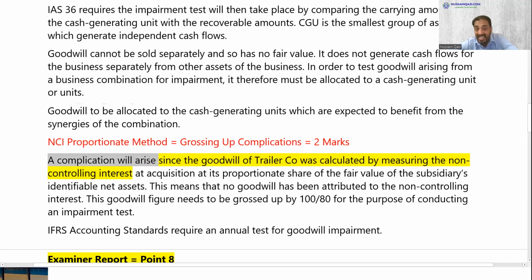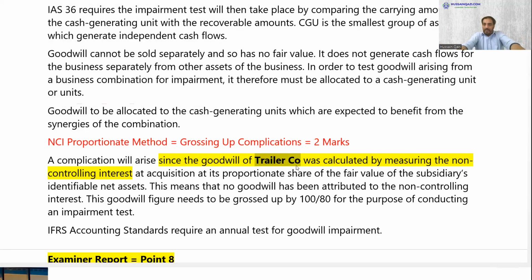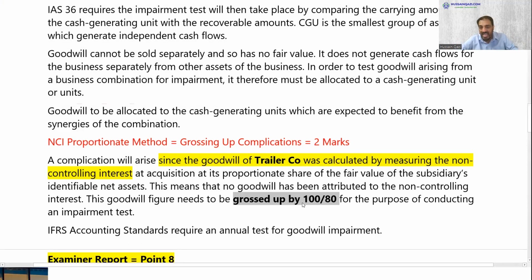A complication will arise since goodwill of Trailer was calculated by measuring NCI at acquisition at the proportionate share of the fair value of the subsidiary's identifiable net assets. Once you mention the name of the company, you have communicated to the examiner that yes, I am applying it to the case. This means that no goodwill has been attributed to NCI, so goodwill figures need to be grossed up by 100 over 80 for the purpose of conducting the impairment test. These two bold items actually reflect the application.